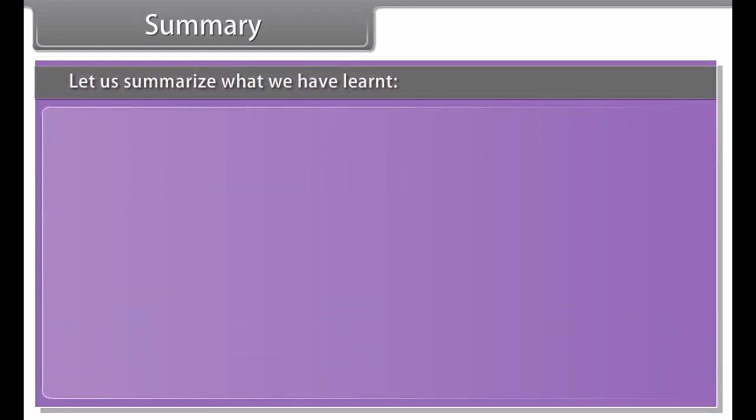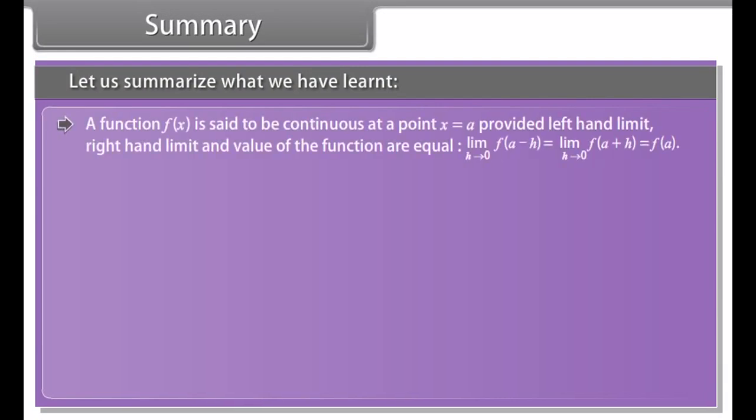Summary. Let us summarize what we have learned. A function f of x is said to be continuous at a point x is equal to a, provided the left-hand limit, right-hand limit, and value of the function are equal. Limit h approaches 0 of f of a minus h is equal to limit h approaches 0 of f of a plus h is equal to f of a.